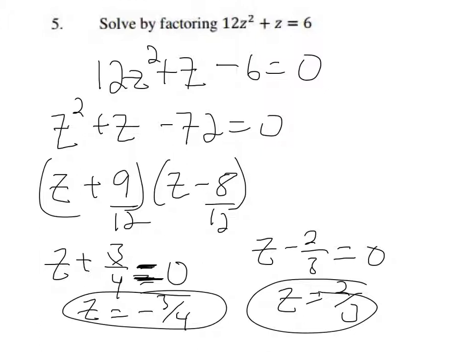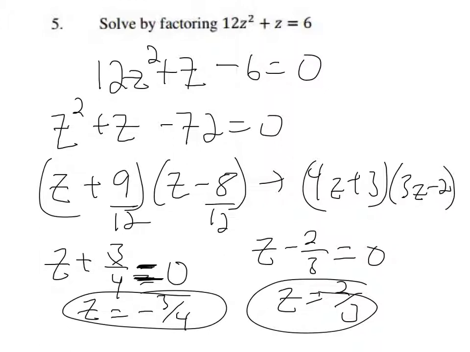If this weren't an equation, if this didn't have the equal sign, I would want to do this still, and then I would want to write this as 4z plus 3. Notice I'm using the reduced form here, times 3z minus 2. So that's all I have to do. A lot of you did that. You forgot about using this as an equation, which is okay. If you got this correct, that's good.